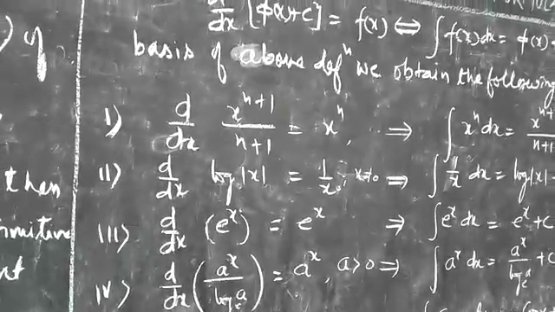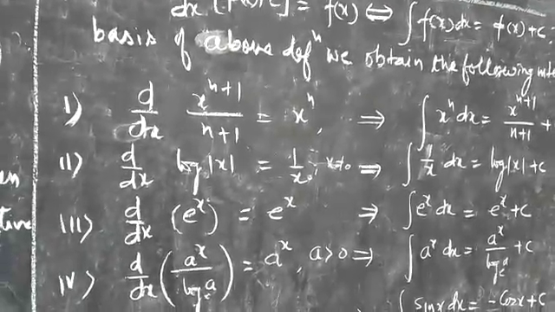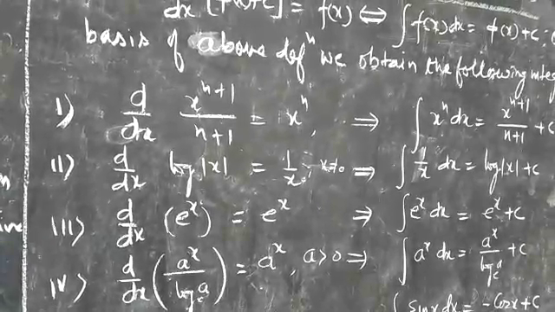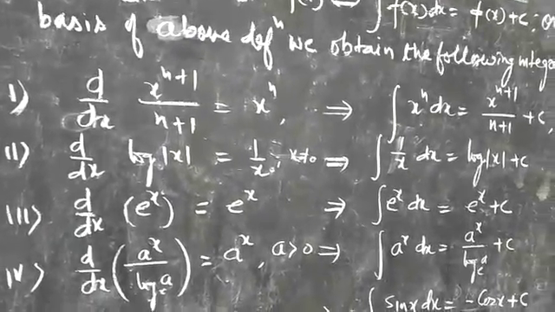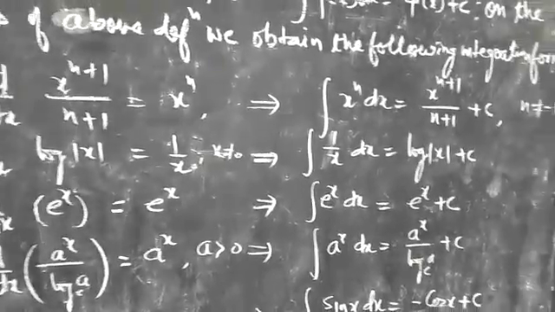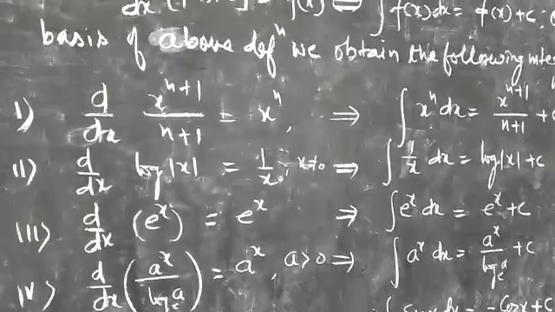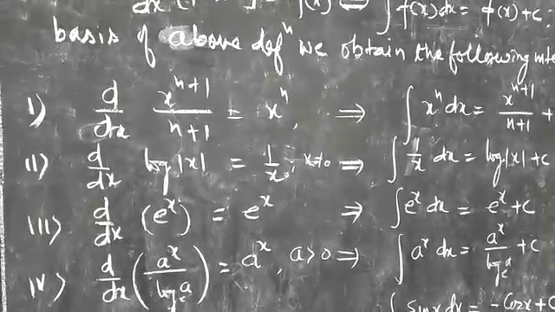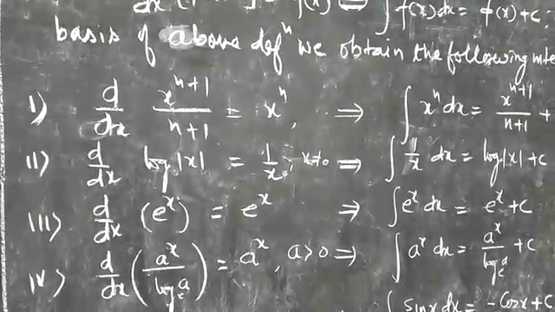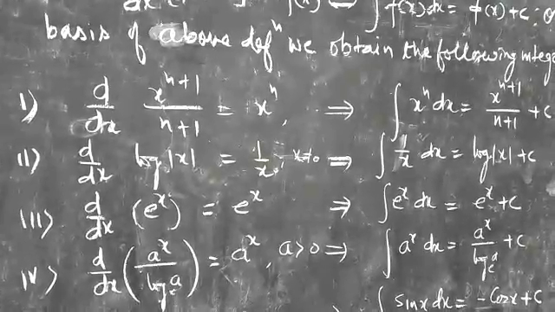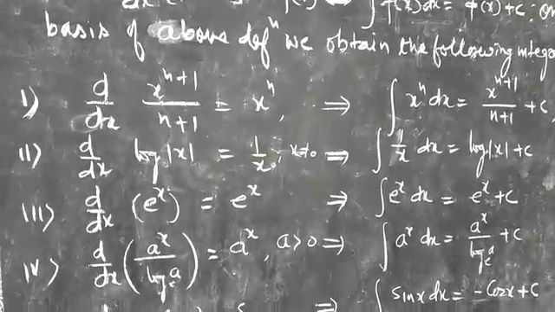Again d upon dx of log x is equal to 1 upon x, where x is not equal to 0. It implies that integration of 1 upon x dx is equal to log x plus c. Next, d upon dx of e to the power x is equal to e to the power x, which implies that integration of e to the power x dx is equal to e to the power x plus c.